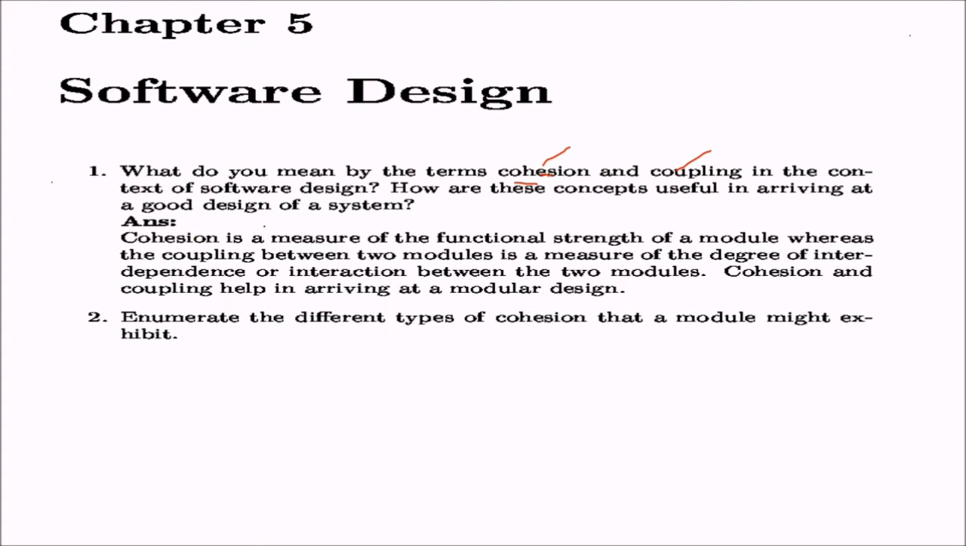The answer is, cohesion is a measure of functional strength of a module, where this functional strength is among the functions of the module, because if a module has been assigned some work, we want the module to do that work completely, entirely. Whereas coupling between two modules is a measure of the degree of interdependence or interaction between two modules. It's not restricted to two modules, but the definition of coupling is set for two modules only.